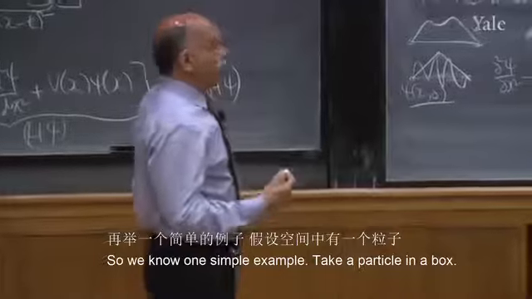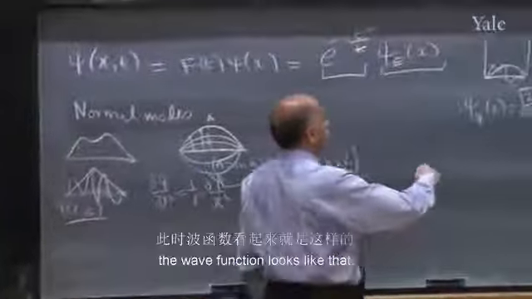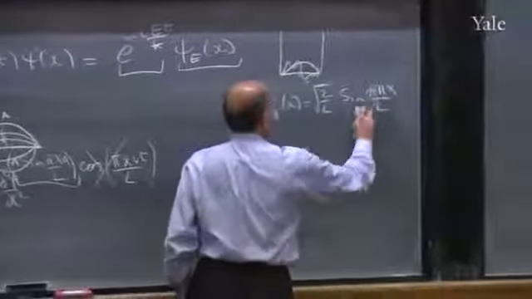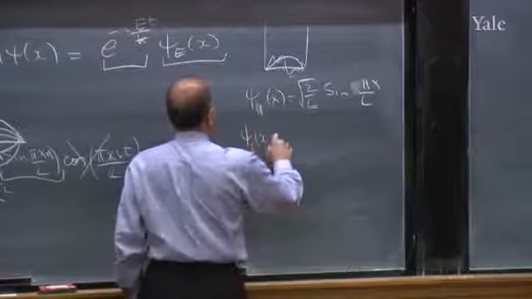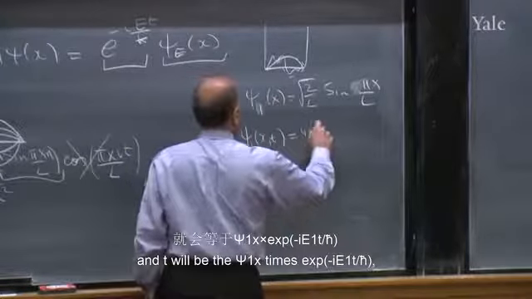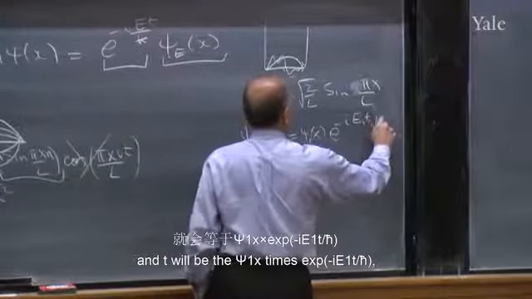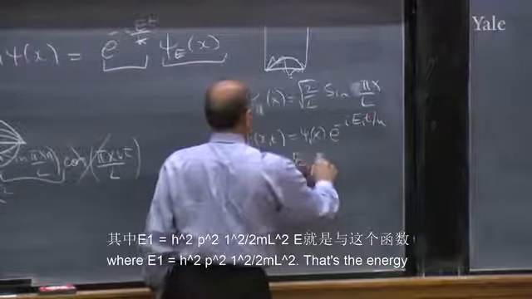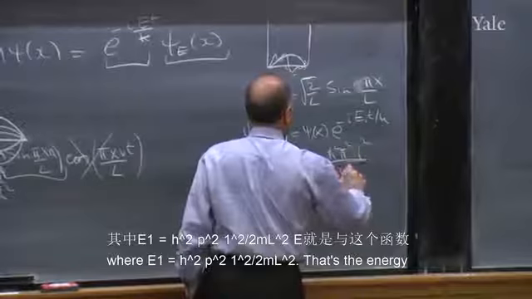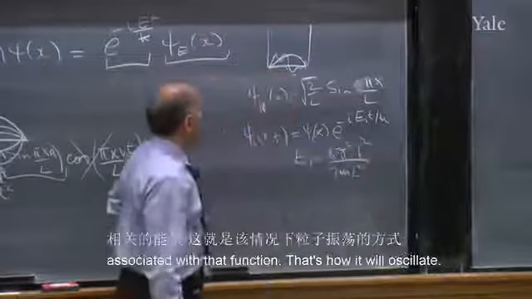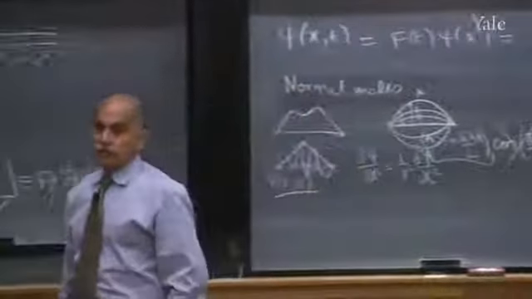So we know one simple example. Take a particle in a box. If it's in the lowest energy state or ground state, the wave function looks like that. Then the future of that, psi 1 of x and t, will be psi 1 of x times e to the minus i E1 t over h bar, where E1 is h bar squared, pi squared, 1 squared over 2m L squared. That's the energy associated with that function. That's how it will oscillate.